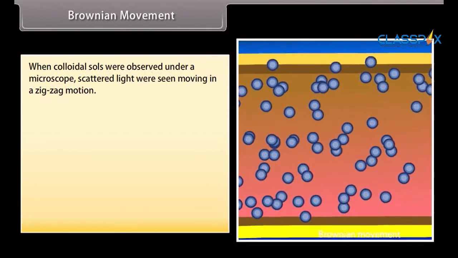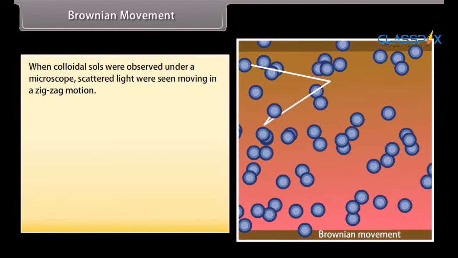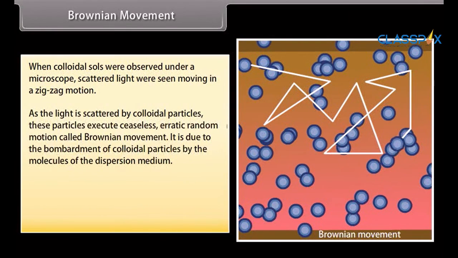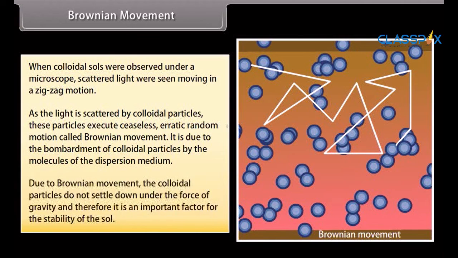Brownian movement. When colloidal sols were observed under a microscope, scattered light was seen moving in a zigzag motion. As the light is scattered by colloidal particles, these particles execute ceaseless, erratic random motion called Brownian movement. It is due to the bombardment of colloidal particles by the molecules of the dispersion medium. Due to Brownian movement, the colloidal particles do not settle down under the force of gravity, and therefore, it is an important factor for the stability of the sol.